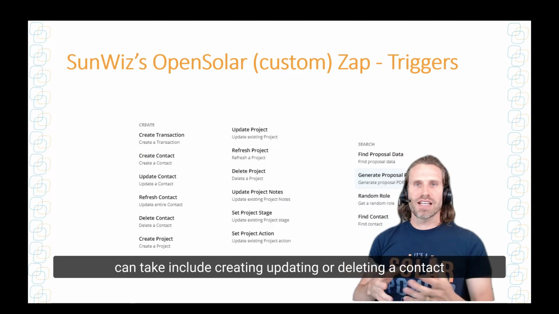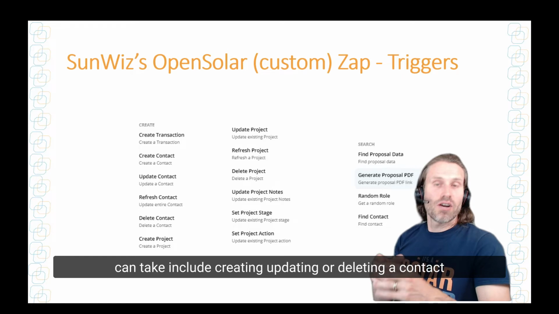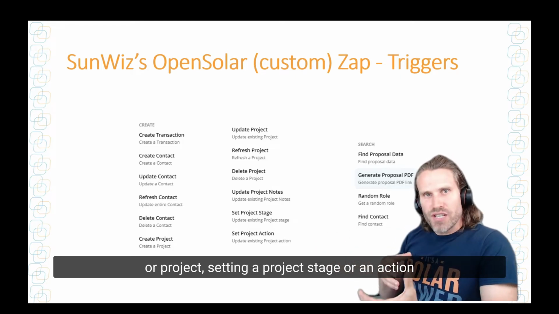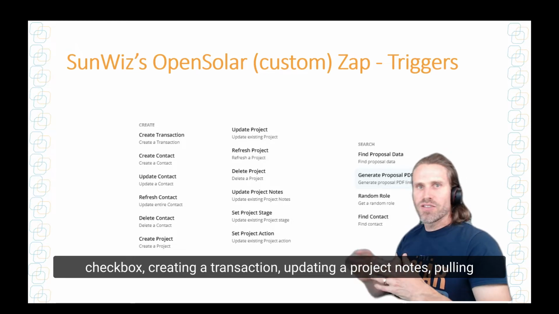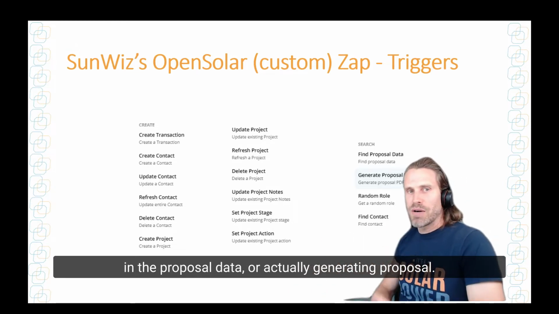And the actions you can take include creating, updating, or deleting a contact or project, setting a project stage or an action checkbox, creating a transaction, updating project notes, pulling in the proposal data, or actually generating a proposal.